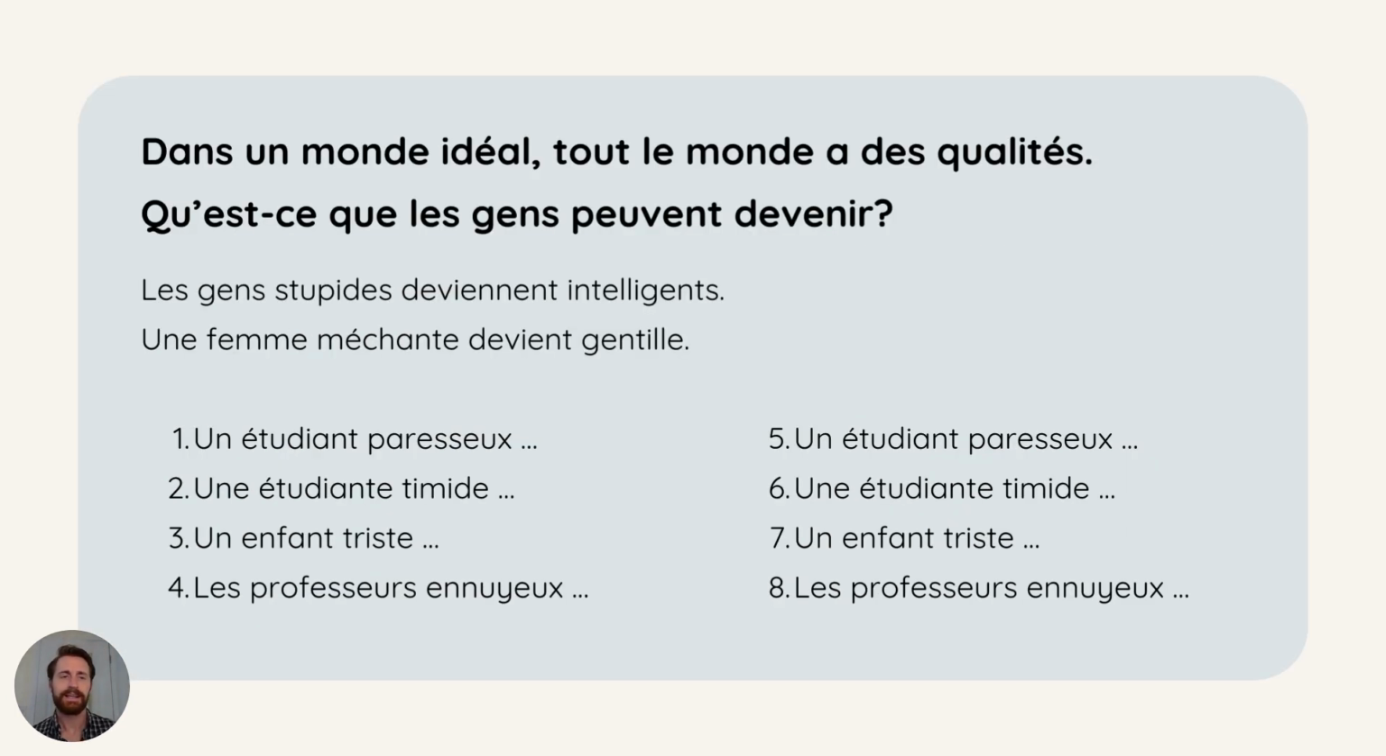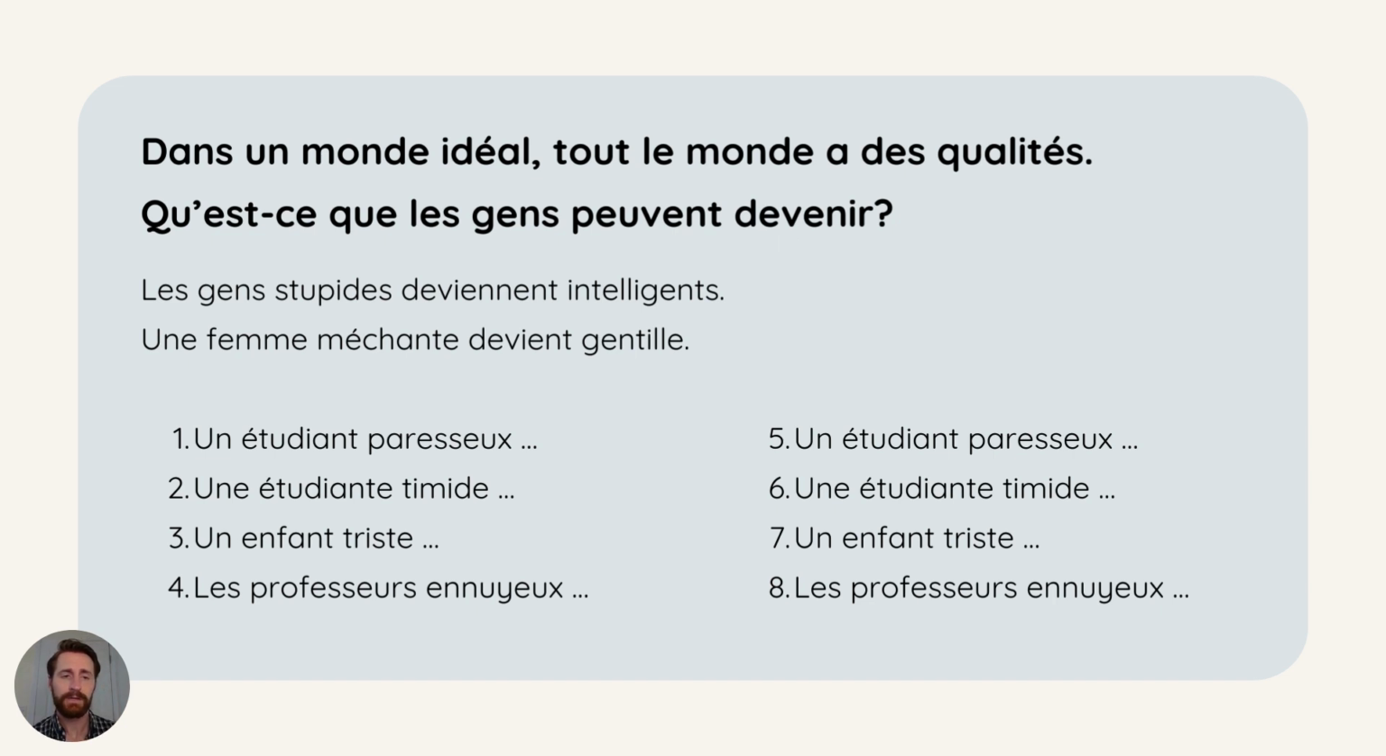Ok, c'est la dernière activité. Dans un monde idéal, tout le monde a des qualités. So here we're imagining an ideal world. So in an ideal world, everybody would have certain qualities. So we're going to use the verb devenir for describing what those qualities should be.